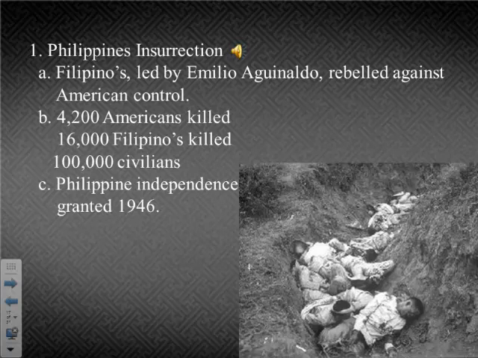Emilio Aguinaldo was the leader, and in this rebellion, there were over 4,000 Americans killed, 16,000 Filipino rebels killed, and over 100,000 civilians killed. Eventually, after World War II, the Philippines were granted their independence by America.